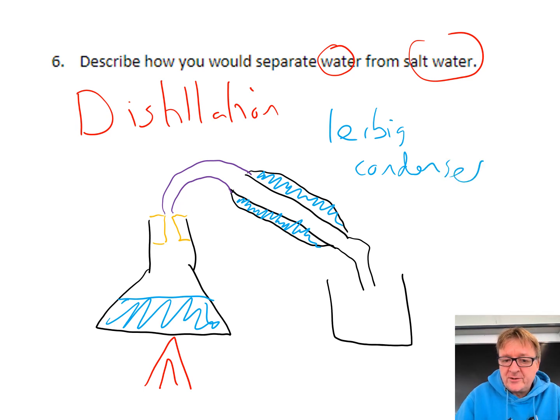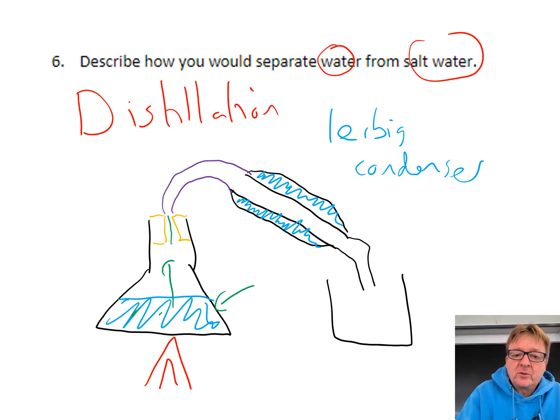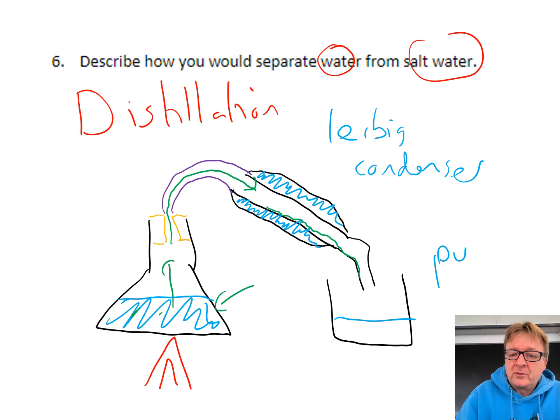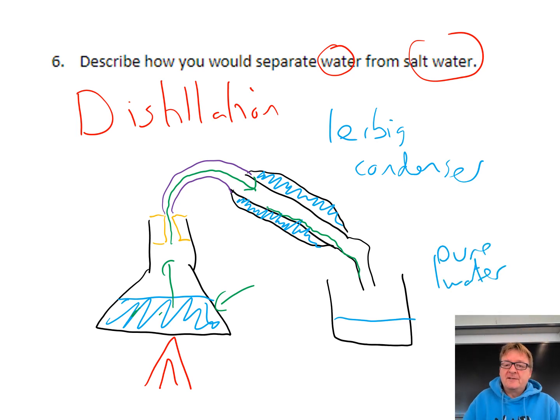Right, so what actually happens here? Water boils and turns to a gas at 100 degrees C. This water here gets hot. The water goes up through this delivery tube into this condenser. Because there's cold water on each side, the water condenses, dribbles down, and eventually what you have is pure water at the bottom. Okay, that is distillation.